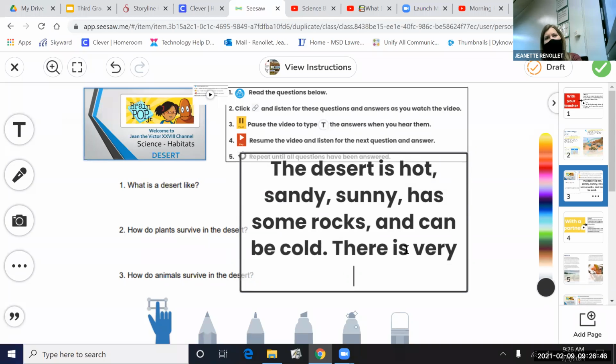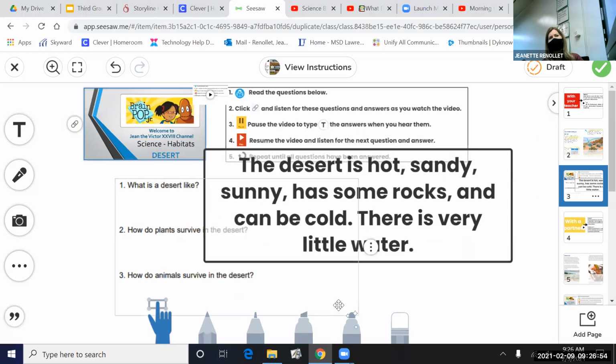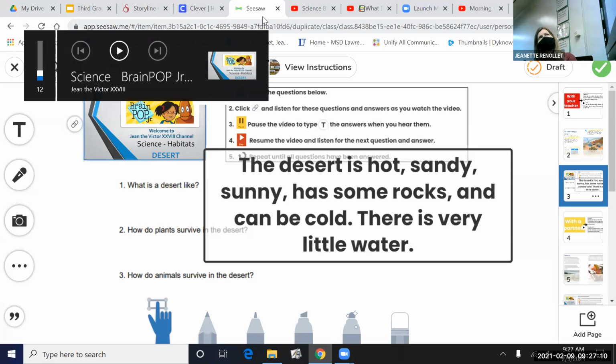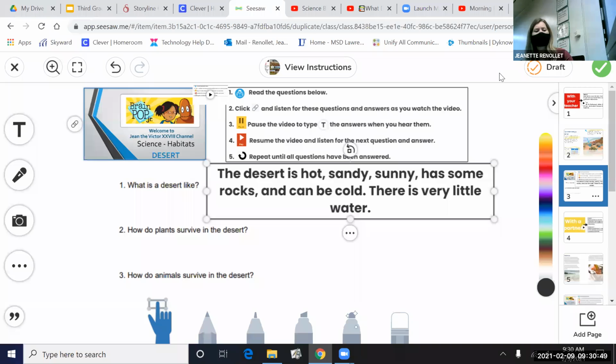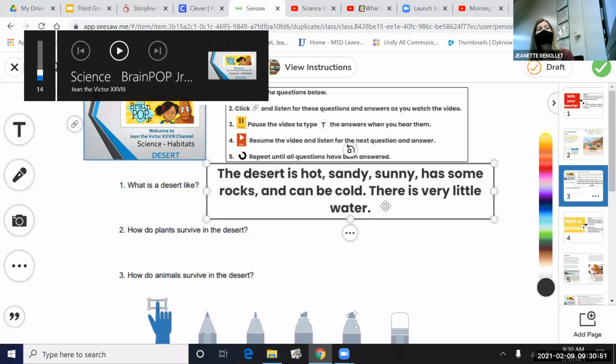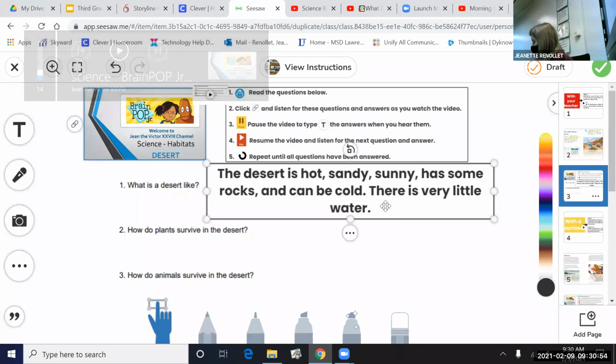There is very little water. We have got to talk about there's not very much water. That's a really important part about the desert. It's very dry there. Go ahead and type your response to what is a desert like. When we start the video again, we're going to think about how plants survive in this climate, how animals survive in this climate. Let's go back to our video.